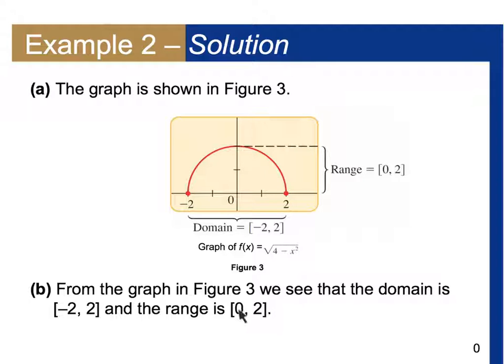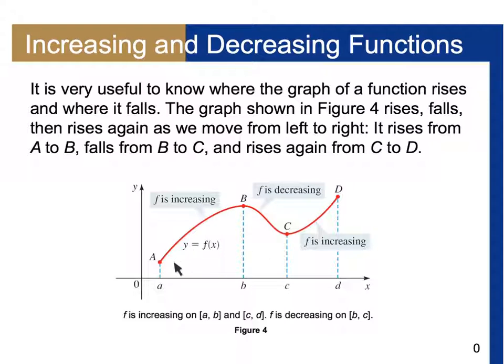Okay, so there's our range 0, 2, including 0 and 2. Okay, it's also important to know where a function is increasing and decreasing. So we can think about as we move along with x, so x is increasing as we go to the right. So what we can say is when a function is increasing, as x increases, so does y. So in other words, they're both going in the same direction. X is increasing, y is increasing.